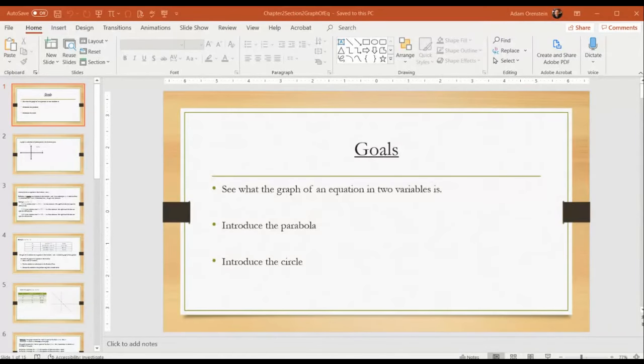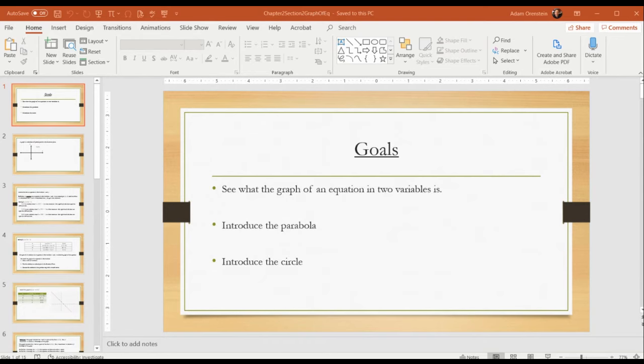So here, what we're looking at is section 2.2. This is section 2.2, and here, what we're looking at are graphs. Basically, what we're going to look at is the graph. We're going to look at equations in two variables.